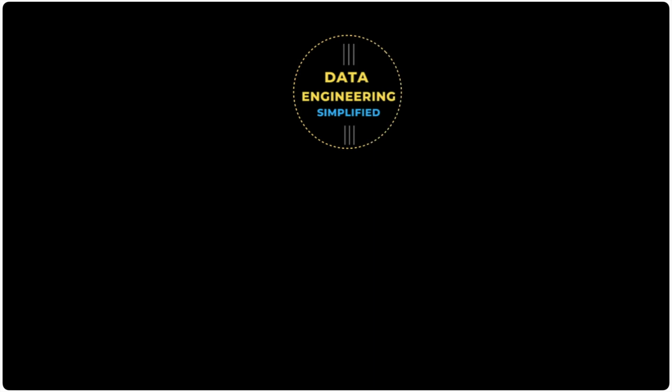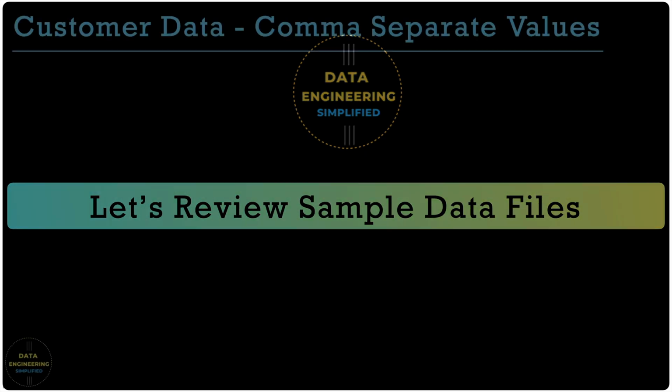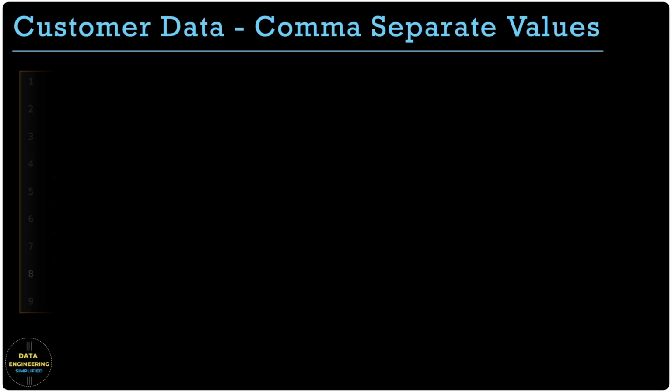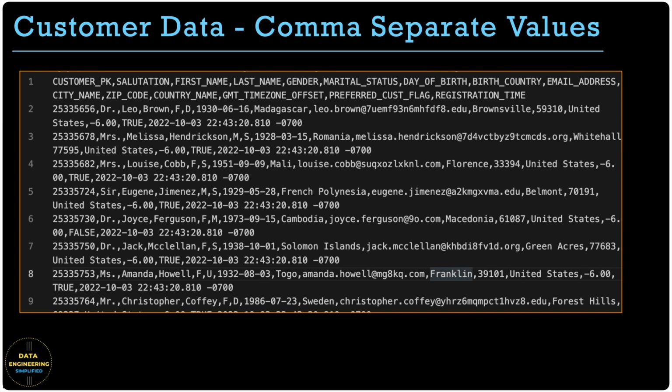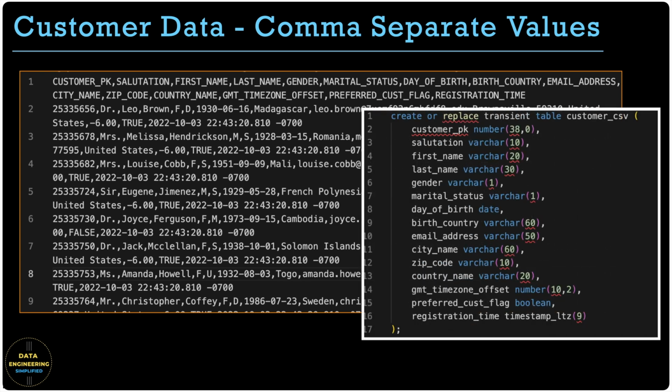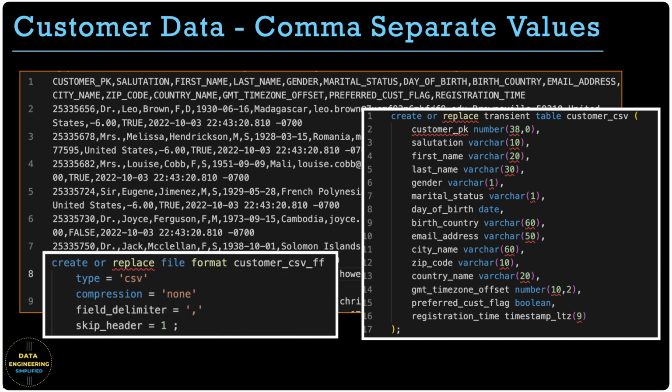So first, let's review our sample data files. We are going to load customer data which has 15 fields. The first line in the data file is a header and should not be treated as a data record. The file has all kinds of data types: varchar, number, decimal, date, boolean, and timestamp. Fields are separated using comma character in this sample file, and lines are separated using new line character, and there is no compression applied. So we will load the flat files without any compression.